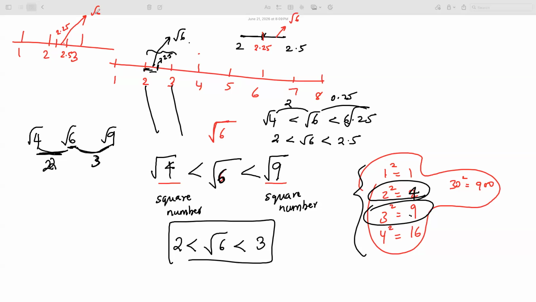We don't need to go that far. If you're able to find this out, it's great. Bhavisha, did you follow, ma? Yes, Auntie. Okay, good. Now, where does the square root of 56 lie?